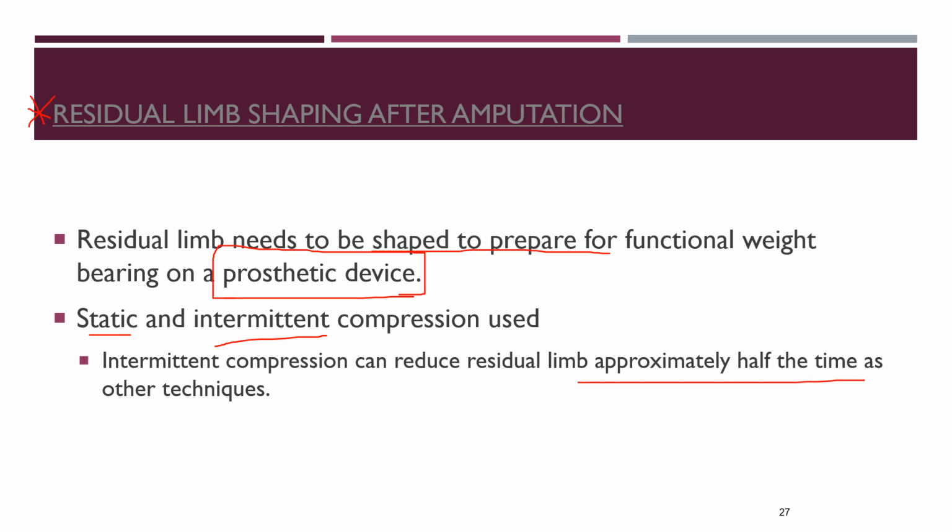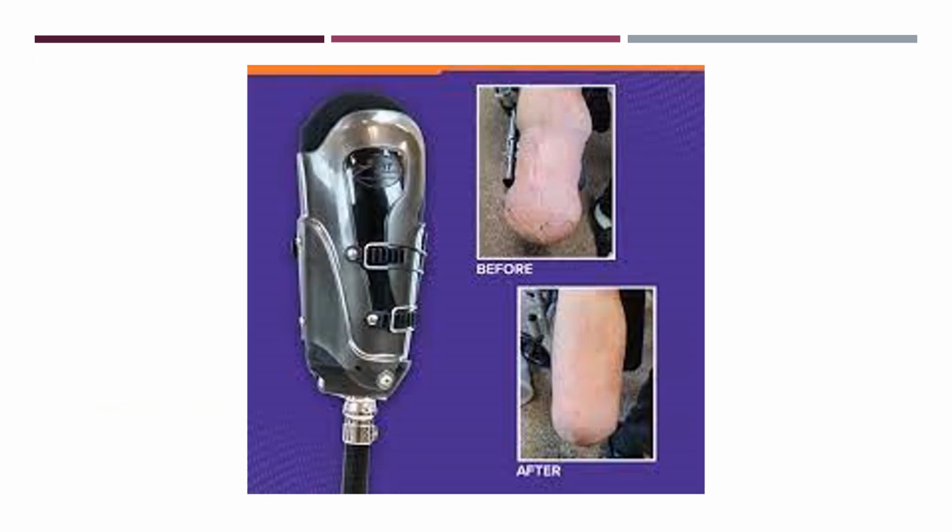We can use static or intermittent compression, but intermittent compression can reduce the residual limb approximately. It's more effective at shaping those residual limbs because of that whole milking process that we talked about. So you can kind of see in here, it's a little bit of a blurry image, but here is that residual limb before the compressive therapy is used, and here it is after. So it makes a big difference on the tissue shape, the form, the healing process.